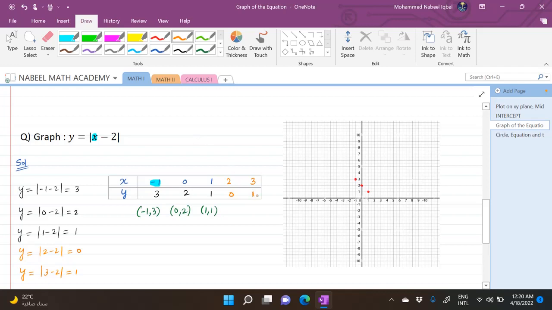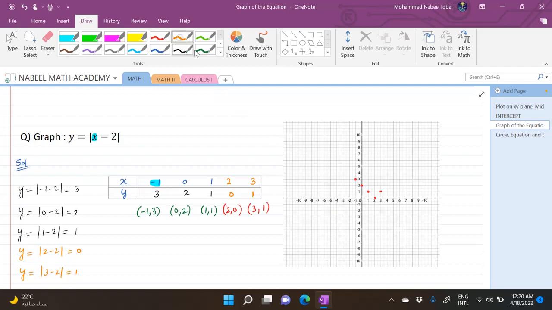If you write these points, what are the points you will find here? The points are (2, 0) and (3, 1). So where is this point? (2, 0) is here. Why are we calculating 3? Because I don't know whether the graph is going down or up. So that's why I have to calculate this point 3. So x equal 3, therefore y equal 1.